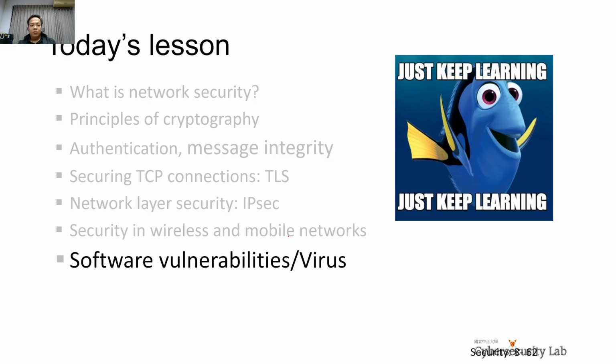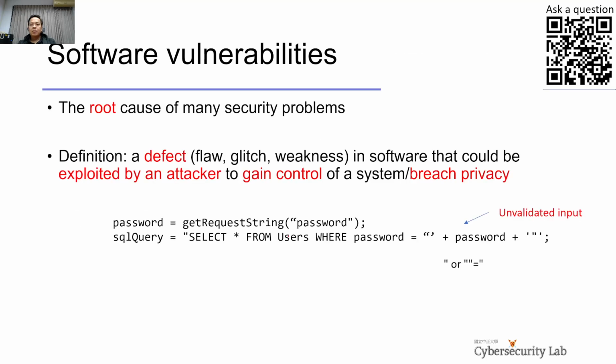Okay, finally we have software vulnerability and virus. So actually, what are software vulnerabilities? Software vulnerabilities are the main cause of many security problems, and the hacker can exploit them to attack the system. Software vulnerabilities can come from defects like a flaw, glitch, or weakness in the software. This kind of vulnerability can help the attacker gain control.